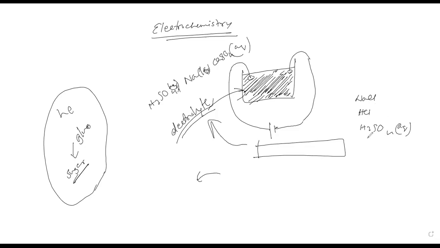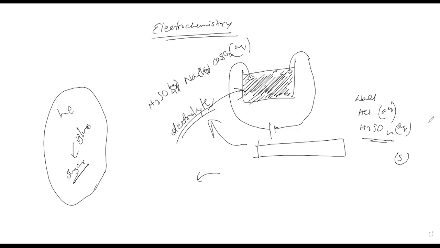Remember one thing: if H2SO4 is given as a solid or gas, we don't consider it an acid. The same goes for HCl. Why? Because what defines an acid is the presence of H+ ions, isn't it? In the solid there is no presence of free H+ ions; it is not free to move. If H+ is not free to move, then it does not act as an acid. That's why we say acid only in the aqueous state, as a solution.